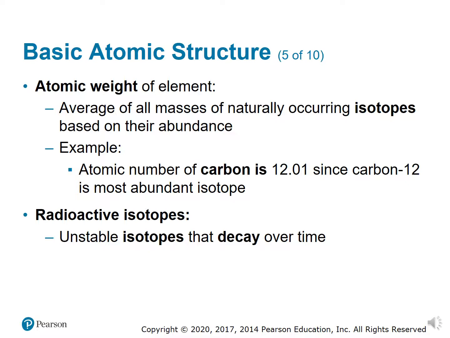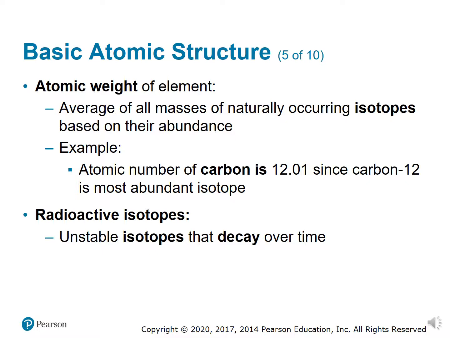So when we look at the atomic weight, like if you look at a periodic table, how is it that the atomic mass or the atomic weight is not a whole number? It's usually a number past the decimal point. For example, carbon is 12.01. And the reason is that scientists have taken averages of all the masses of naturally occurring isotopes based on their abundance, and then they take an average, and that's why you see a number past the decimal point.